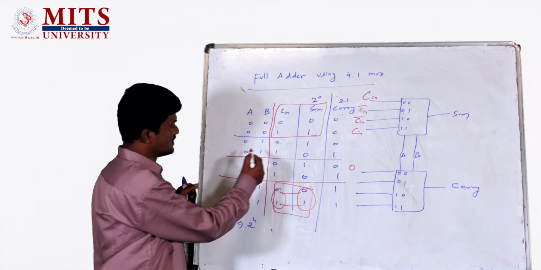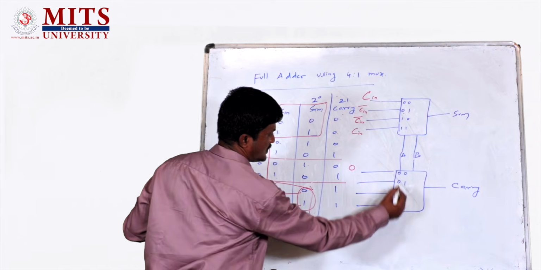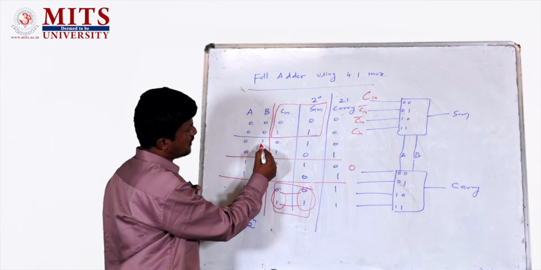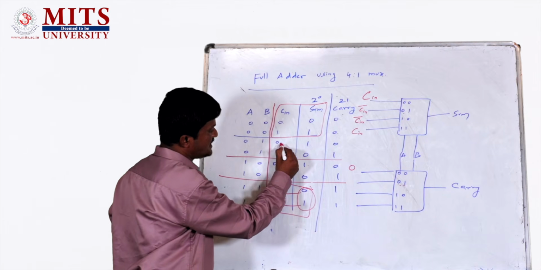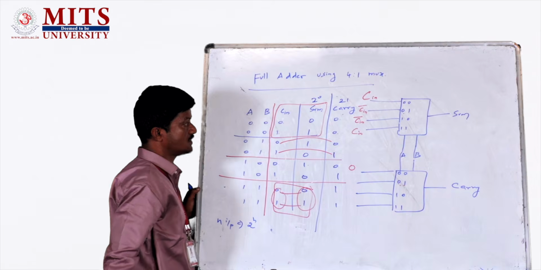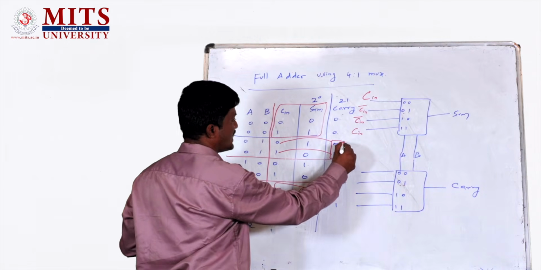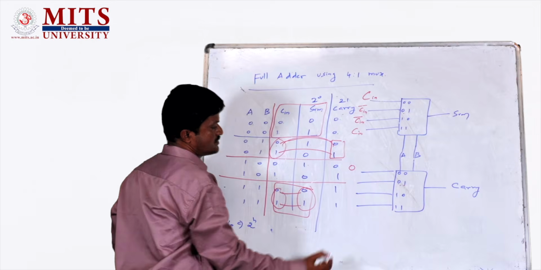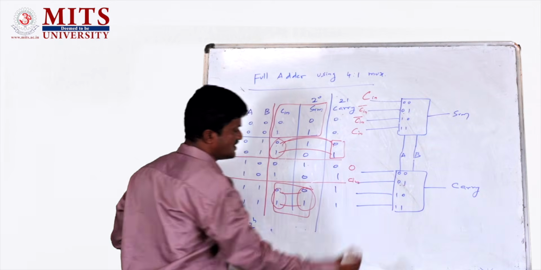The next is 0, 1. Here the second selection lines are 0, 1. Now you look at that. Cn is 0, carry is 0. Cn is 1, carry is 1. So now the carry is directly related to Cn. Whatever the Cn, that will be my carry. So here I can write Cn.